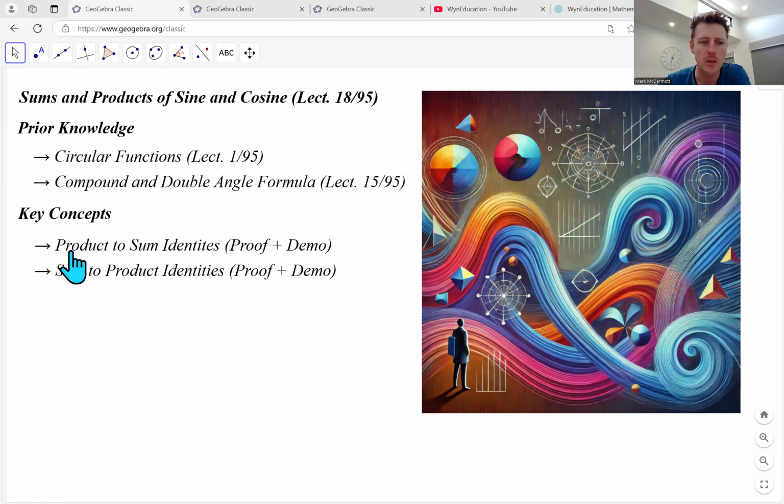So the key concepts we'll cover in this are the product to sum identities. So if you get given some product of two trigonometric functions, and you want to convert that to be the sum of some trig functions, we're going to look at that, and then we're going to look at going the other way around, the sum to product trig identities. So let's jump into it. We'll give some proofs of them as well. So let's have a look.